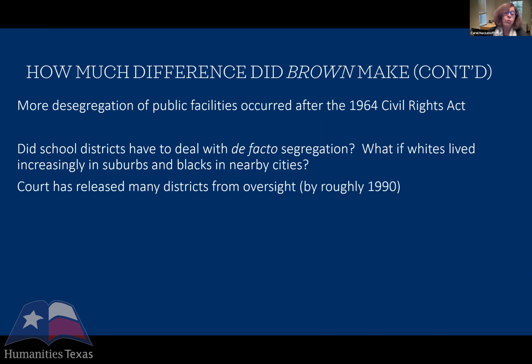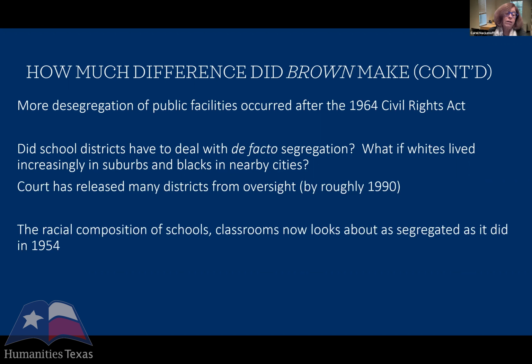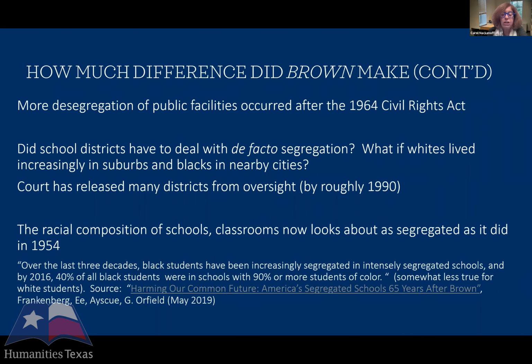The court had also released many districts from oversight by roughly 1990, which allowed some districts to backslide and stop their efforts. And also, the racial composition of schools and classrooms now looks about as segregated as it did in 1954. Over the last 3 decades, Black students have been increasingly segregated in intensely segregated schools. By 2016, 40% of all Black students were in schools with 90% or more students of color, somewhat less true for white students. And I put the source there for those statistics.